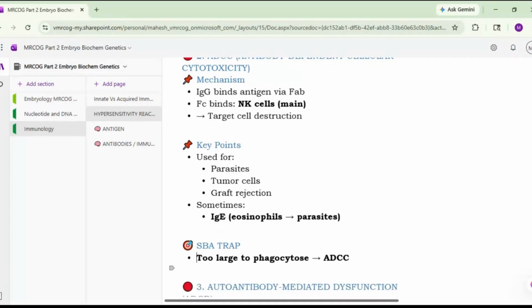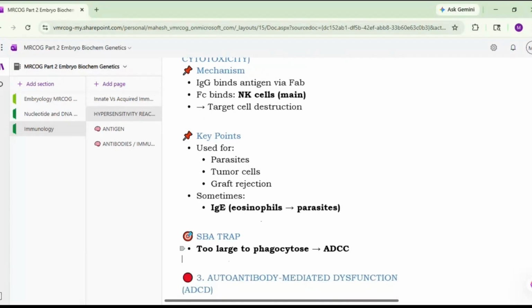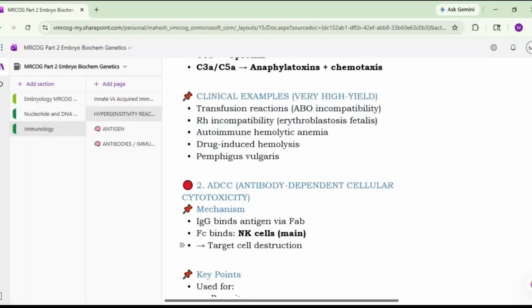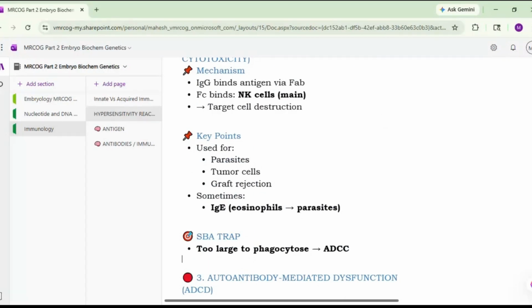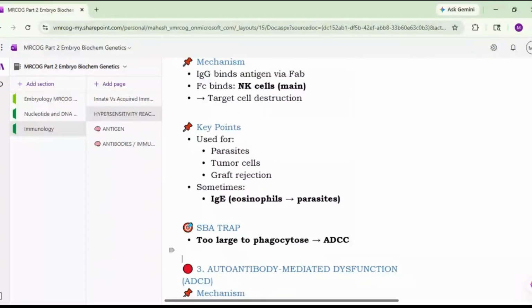From an examination point of view, remember it is too large to phagocytose, that is ADCC, antibody dependent cellular cytotoxicity. Actually these immune complexes are formed, whatever the complexes formed, they are too large, and phagocytosis is difficult, so it leads to antibody dependent cellular cytotoxicity. So there is target cell destruction here.